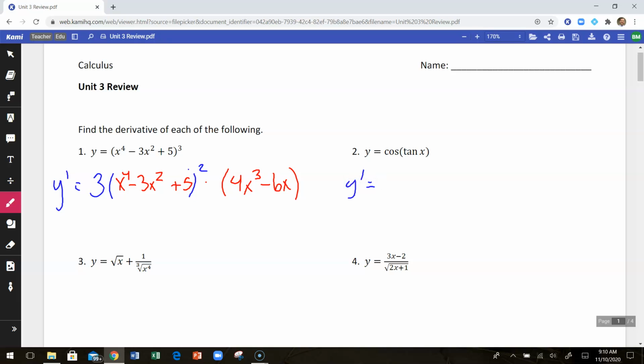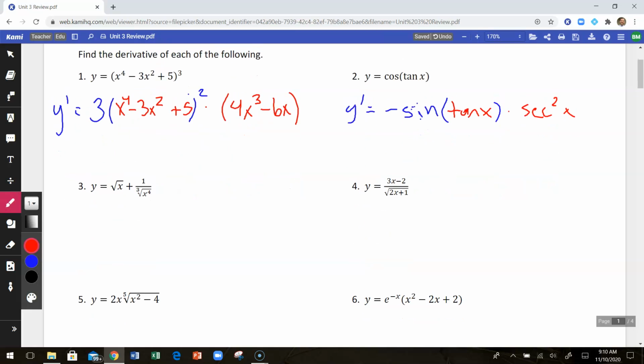So we are going to do the derivative of the outside function. So the derivative of cosine is negative sine. So I'm going to do the negative sine of, keep the inside the same, negative sine of tangent x, and then I'm going to chain on the derivative of the inside, and the derivative of tangent is secant squared.